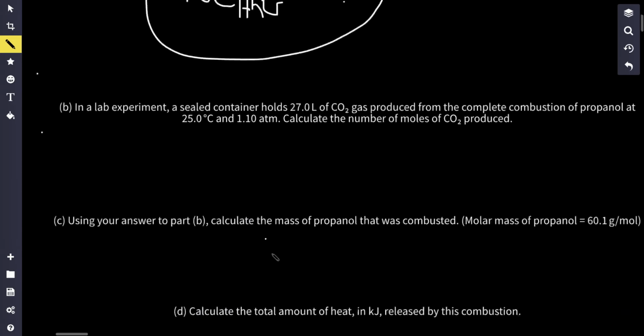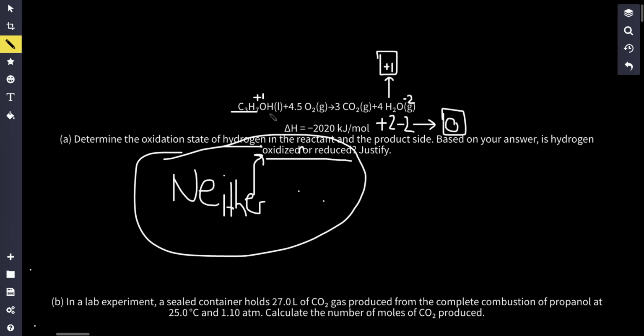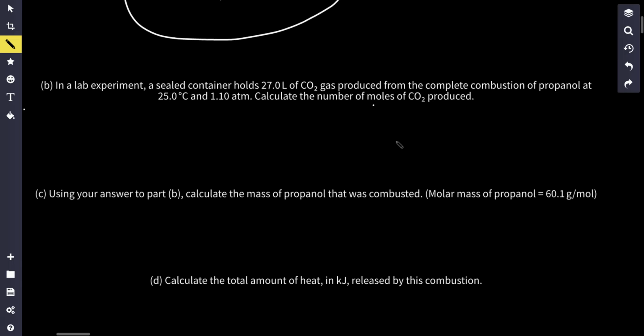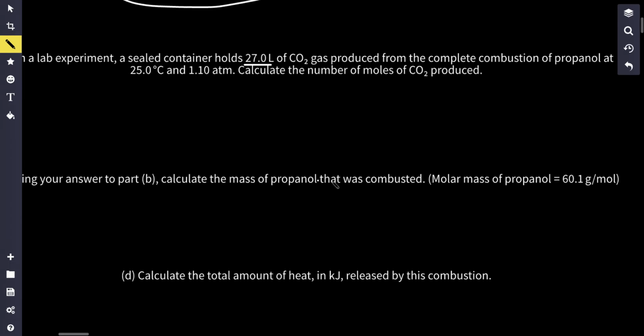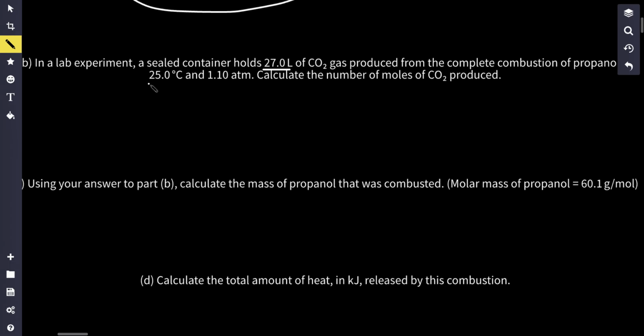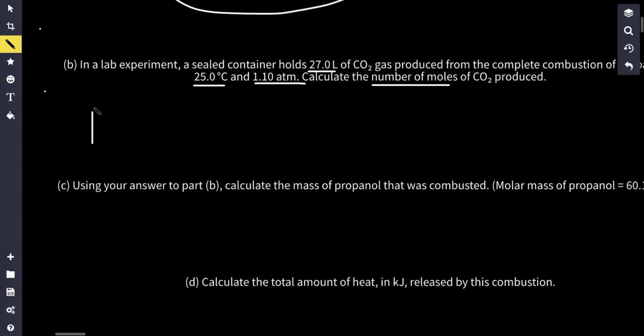In a lab experiment, you have this much CO2 gas from the complete combustion of propanol at this temperature and pressure, so it's referring to this reaction right over here. We're still talking about it. Calculate the number of moles of CO2 produced. So we're given volume, temperature, and pressure. If we want to calculate moles, PV equals nRT, right? We're just going to use the ideal gas law.